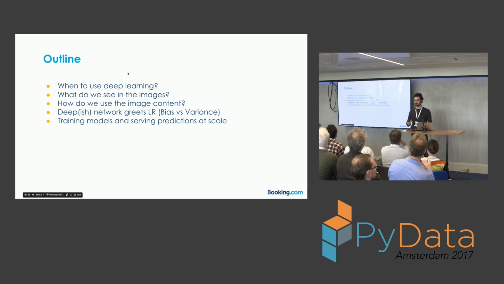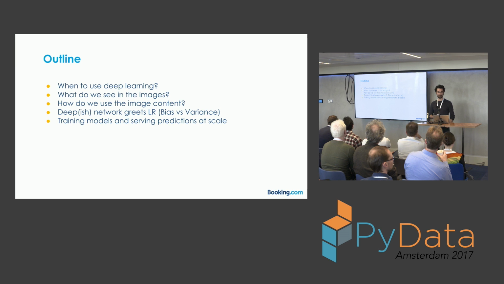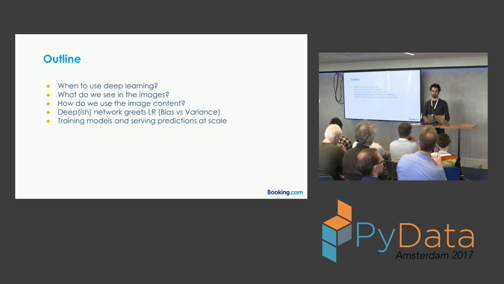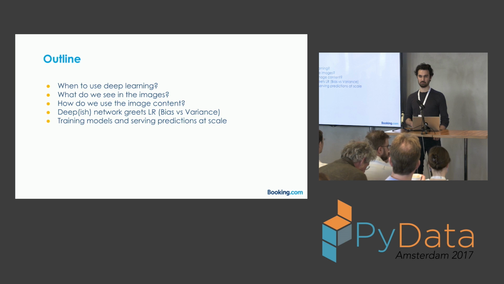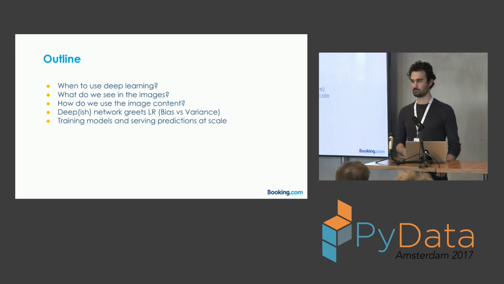So a little bit about the outline. First, when to use deep learning? That's not a very difficult question to answer if you know your task. I'll mention a couple of cases where we have seen tremendous valuable contribution from these deep networks. And also, what do we see in images? That's also quite important for us.